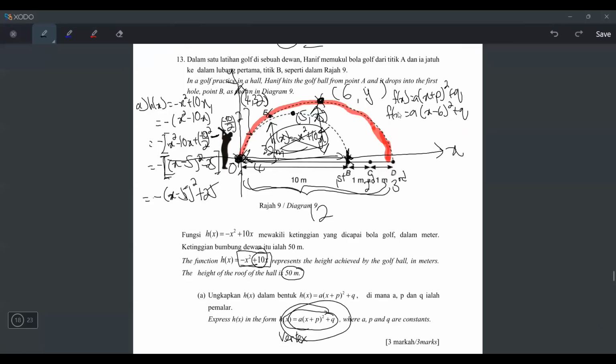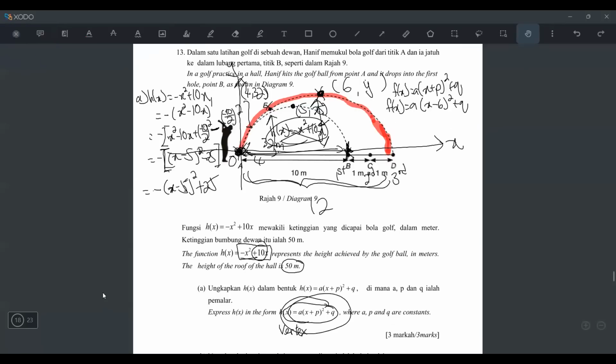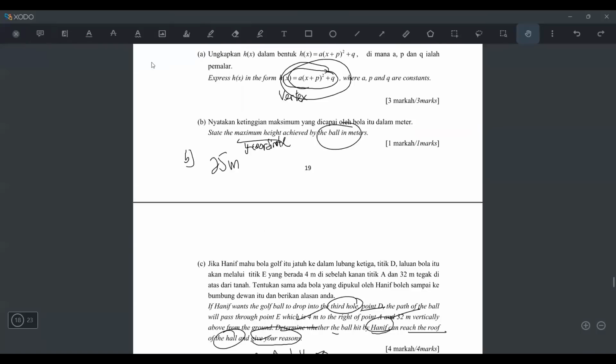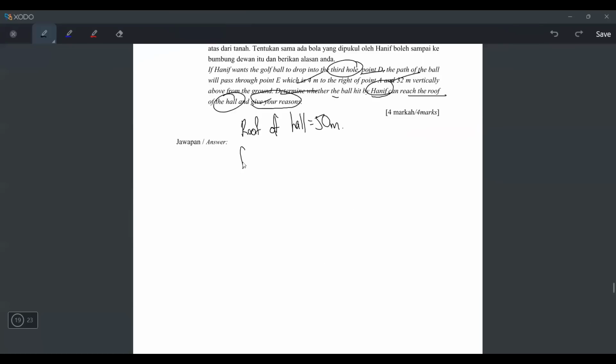And what about the f(x)? The f(x) also, I'll just leave it like this. So this is so far the equation. So let's write it down. f(x) equals a(x - 6)^2 + q. But to complete my equation, I still have to find a and q, to complete the whole vertex form. So how to find a and q?